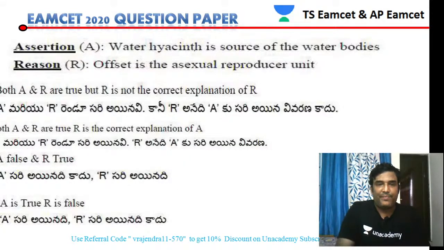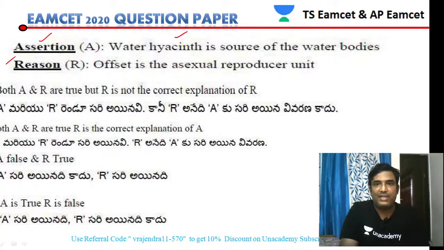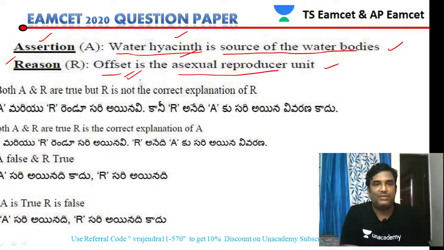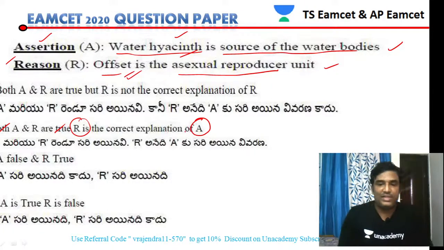So the next question is an assertion and reasoning question. Water hyacinth is the terror of water bodies, so this statement is correct. An offset is an asexual reproduction unit, and water hyacinth is one type of offset. So both statements are correct. Both assertion and reasoning are true, and the reasoning is the correct explanation of the assertion. So that is the end of today's session, students.